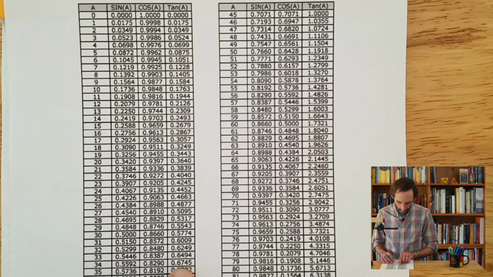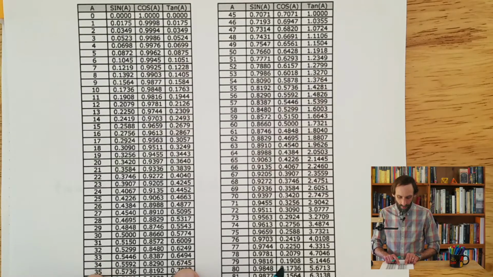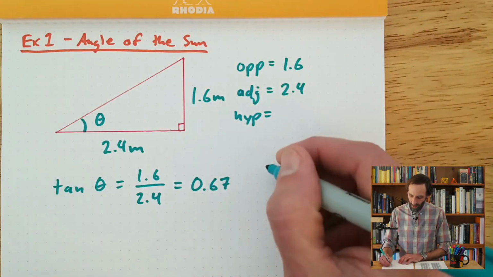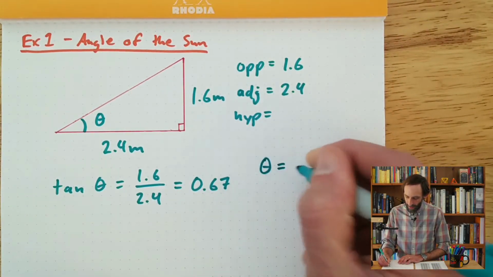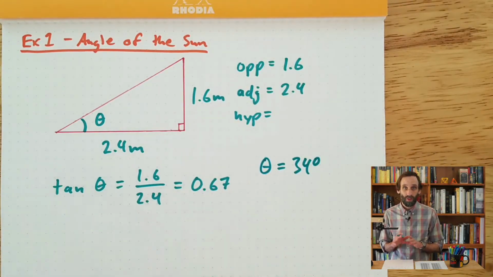And we see right here, okay, 34 degrees is the closest. It's actually a bit more than 0.67, but if I go down to 33 degrees, I'm farther away. So if I'm going to go to the nearest degree, it's going to be 34 degrees. So theta is equal to 34 degrees if I'm rounding to the nearest degree.